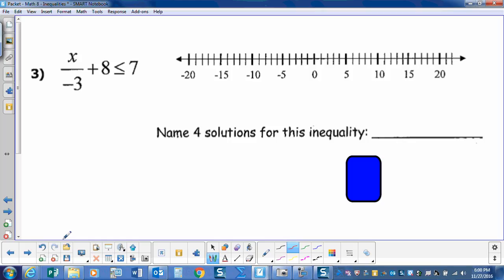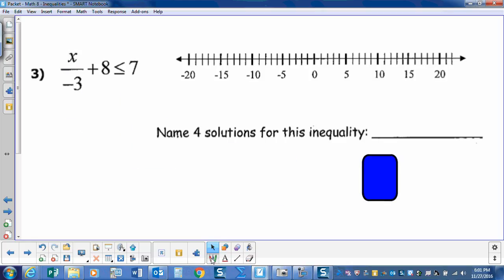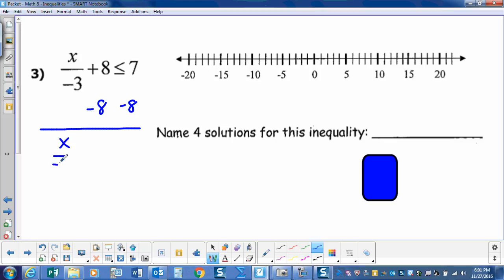Okay, our final example, x divided by negative 3 plus 8 is less than or equal to 7. So we're going to solve this just like it were an equation. So we're going to isolate x. So first we need to minus 8 on both sides. So let's do that. Now we have x divided by negative 3 is less than or equal to negative 1.